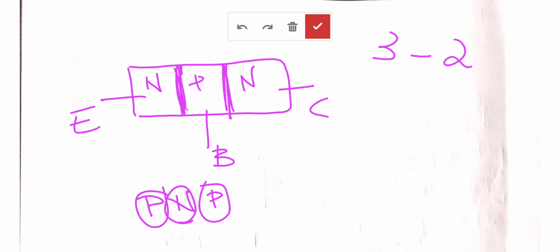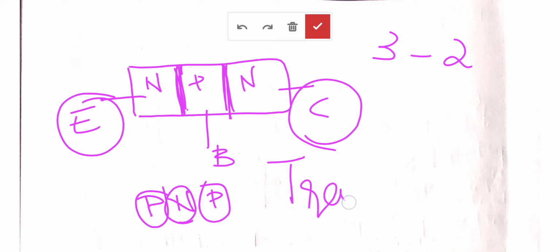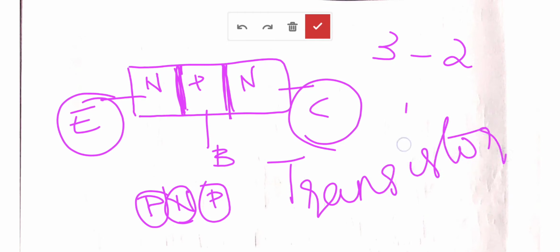So emitter is the one which emits the charge carrier. Either it can be an electron or a hole. So emitter emits the charge carrier and collector collects it. So that is because of the name emitter and collector. So the transistor name came from transfer of resistance. So there is a high resistance and low resistance region. So transfer of resistance, so the name transistor arises.